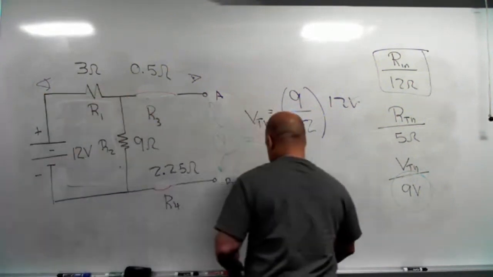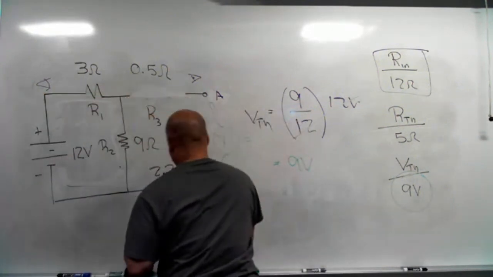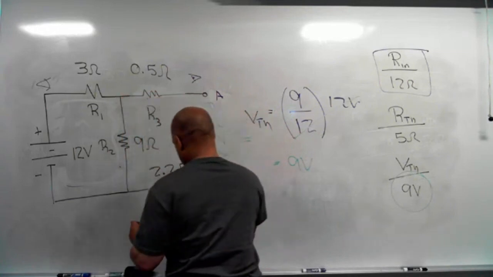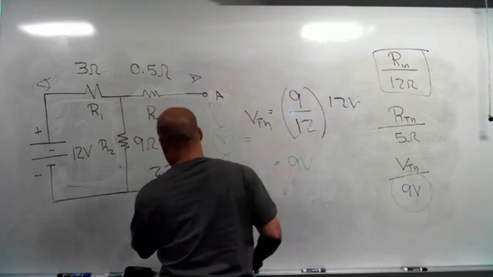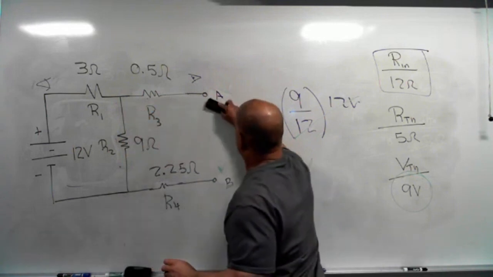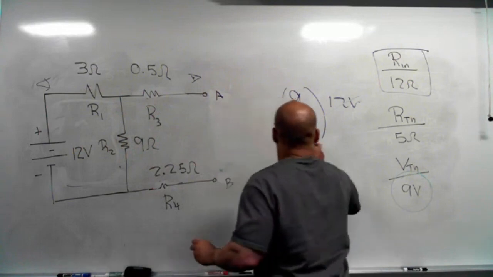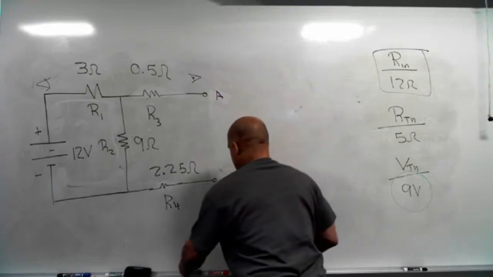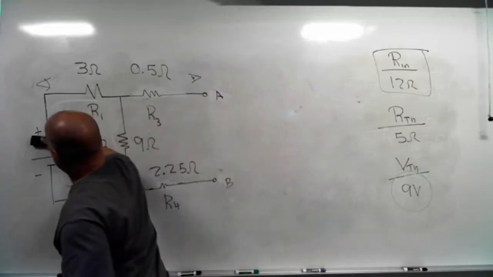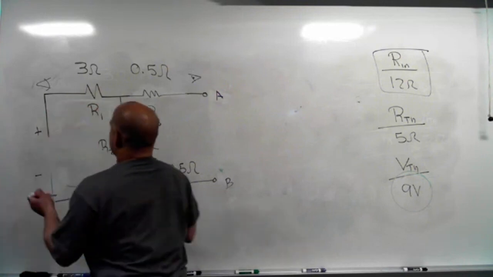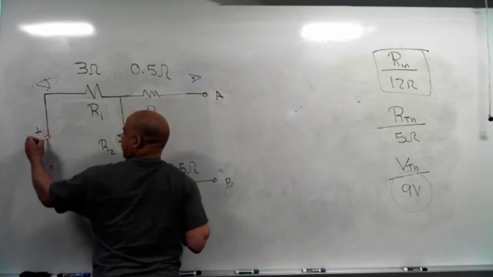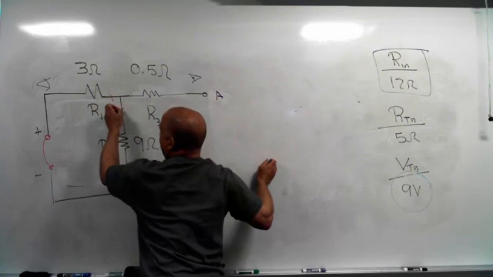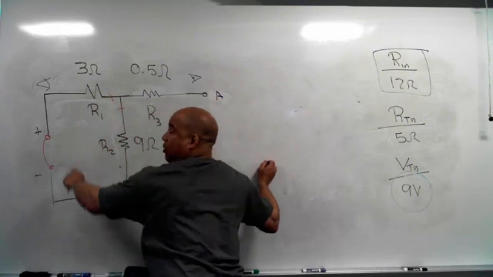RTH. Well, now I got to put these back, because these come into play for RTH. And this is where I set my voltage source to 0. I do that by replacing it with the short circuit. So when I take this out and replace it with the short, as soon as I connect this wire to this wire, it puts R1 and R2 in parallel, because they're already tied together right here and right here. So shorting out that battery makes these two in parallel.